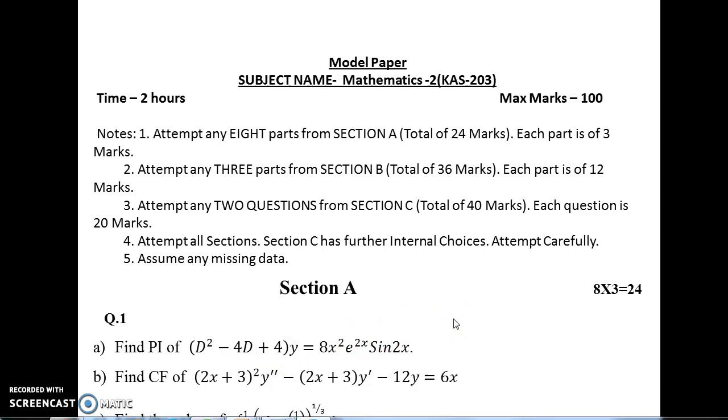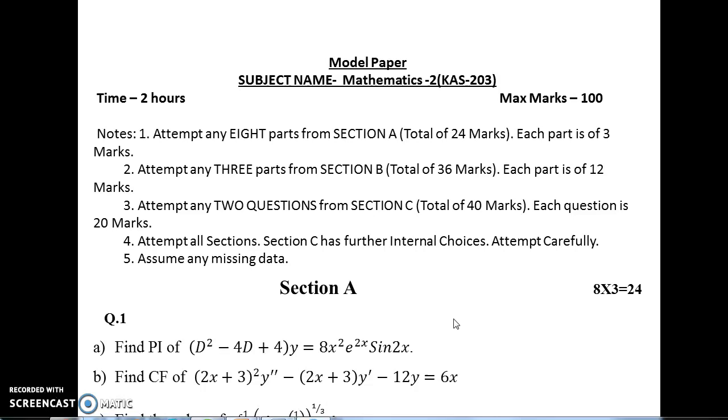First part, find the PI, particular integral, of (D square minus 4D plus 4)y equal to 8x square e to the power 2x sin 2x. We write this for PI as 1 upon D square minus 4D plus 4, that can be written as (D minus 2) whole square, 8x square e to the power 2x sin 2x. Apply here the rule for e to the power ax into V, replace D by D plus a, and then solve this. There will be two integrations, integrate the function 2 times, we get the answer.